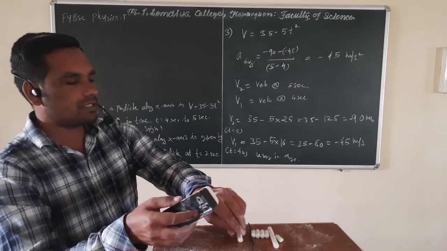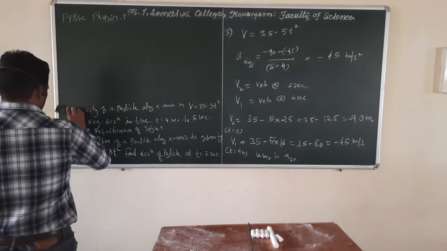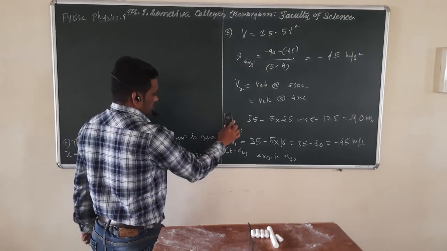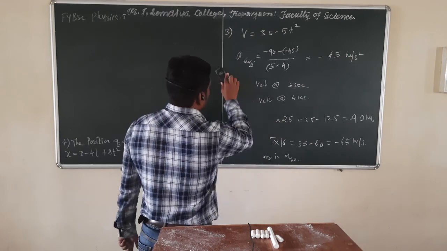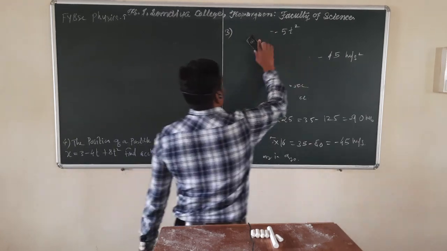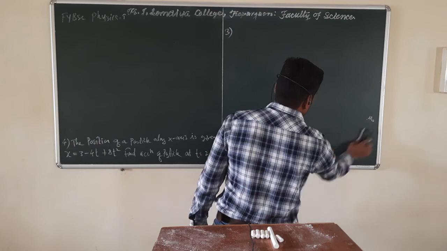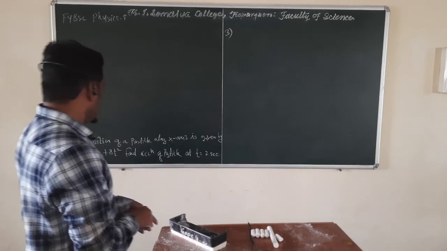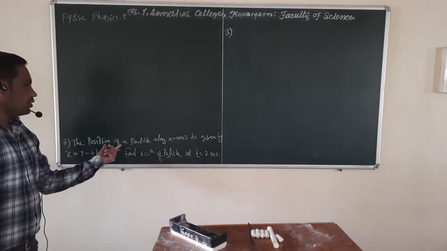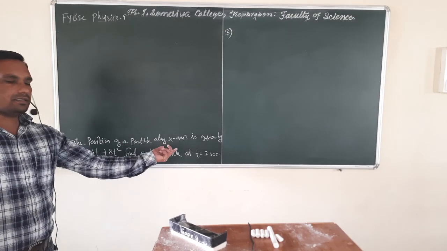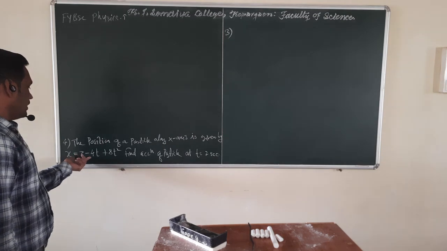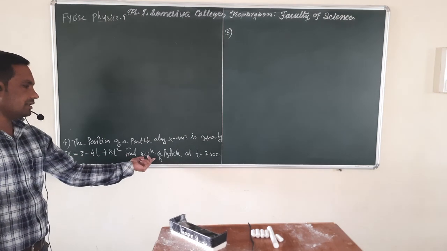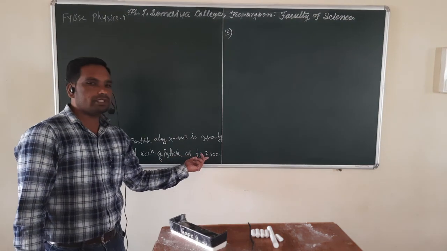Now next problem, which is problem number 4. What is that problem? The position of a particle along x-axis is given by x is equal to 3 minus 4t plus 8t square. Find acceleration of particle at t equal to 2 second.